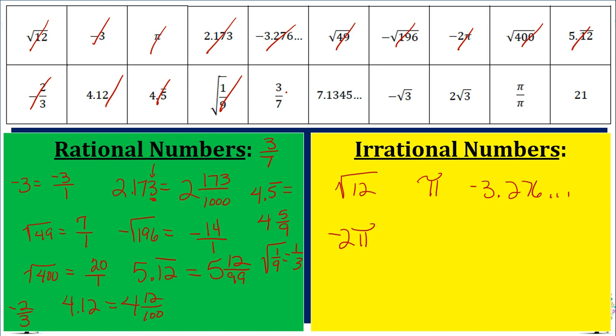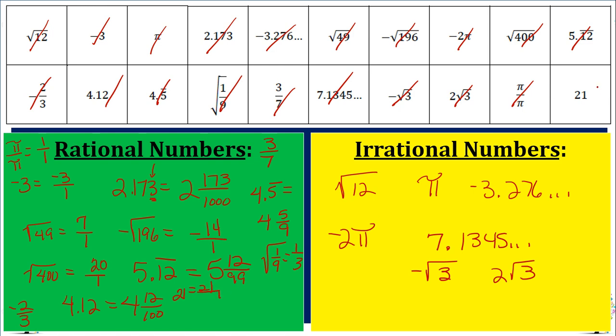3/7 is rational. 7.1345... is non-terminating, non-repeating. Negative radical 3 is a non-perfect square. 2 radical 3 is a non-perfect square. Now pi over pi, those are not integers, but it can simplify to 1 over 1. So that is rational. And then we have 21, and that's equal to 21 over 1. So it is rational. So these are examples of rational numbers. I can write them as a fraction where the numerator and denominator are both integers. Irrational numbers cannot be written that way.